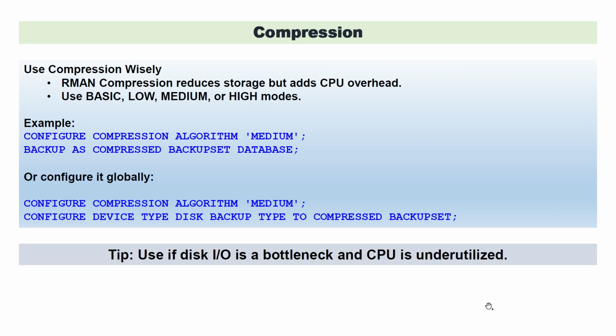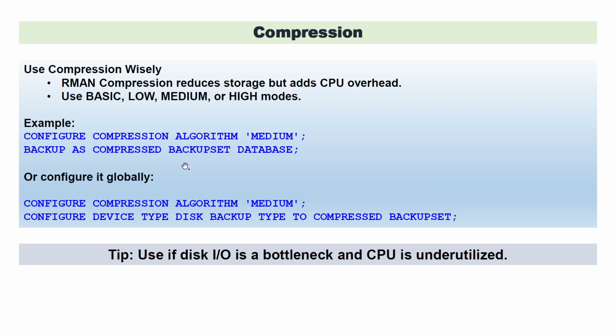Again, the compression. We have seen that RMAN can take the compressed backup, and this particular backup reduces the storage but adds CPU overhead. Remember that every time the backup has to be taken, it will use the CPU because it has to compress that particular backup. So how do you do it? You can configure the compression algorithm to medium, and then you can say backup as compressed backupset database. This particular backup will be compressed, and it will be using the medium algorithm.